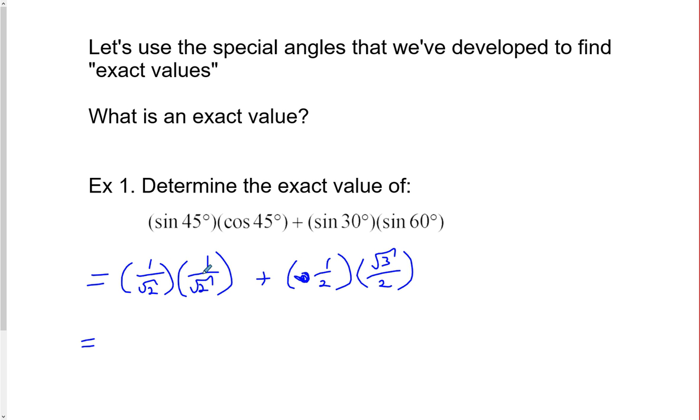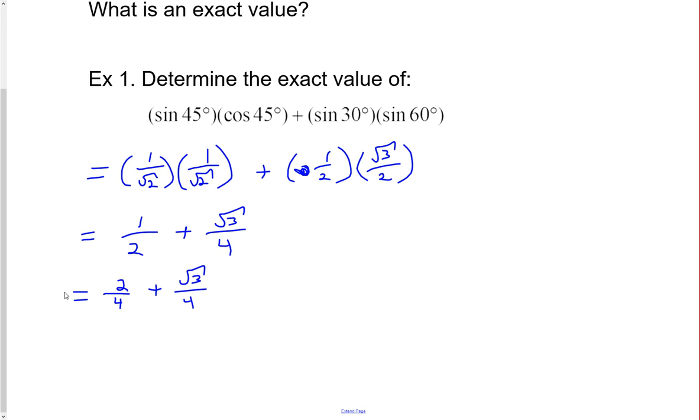Let's do some multiplying. 1 times 1 on the top is 1. Root 2 times root 2 is 2. Plus 1 times square root of 3 on the top is square root of 3. 2 times 2 is 4. Now we can't add these fractions together yet. We need the same denominator. So let's change 1/2 into 2/4 by multiplying the top and bottom by 2. Now we can add these pieces together. 2/4 plus root 3/4 is going to be 2 plus root 3, all over 4.